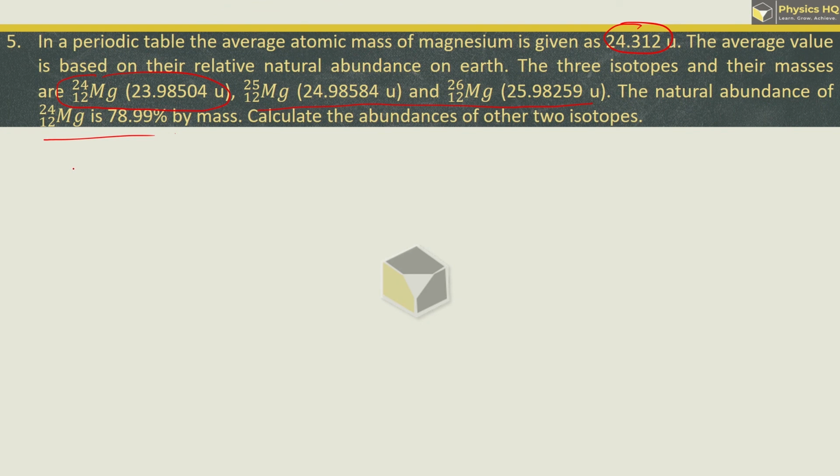तो यहाँ पे percentage wise calculate कर लेते. Average we got 24.312. अब इसके अंदर ये जो 24 एटॉमिक मास वाला मैग्नीशियम है जिसका वेट दिया हुआ है 23.98504, इसका कंट्रीब्यूशन है 78.99%, और यू कैन से 78.99 डिवाइडेड बाय 100, प्लस ये सेकेंड वाले का 24.98584 AMU मास है. लेट अस से इसका कंट्रीब्यूशन है x.